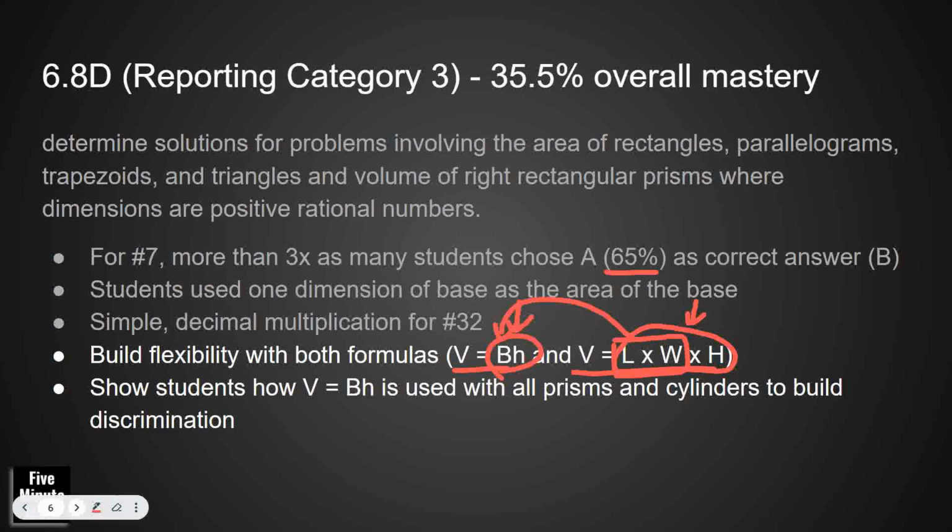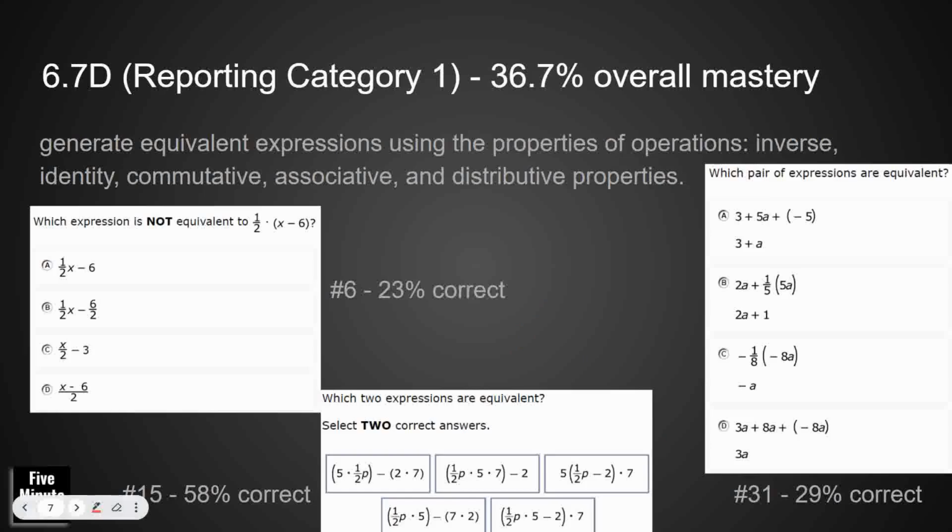And if we want to really cement this, we can show how v equals bh can be used for not only rectangular prisms, right, but we can show them how it's used for cylinders or honestly any other type of prism. So if we want to show them how you could use it for a triangular prism, right, we can say, guys, this v equals bh, the B keeps changing. So if we could cement that for them, they would look at that B a little bit differently and they would really evaluate the shape of the base rather than just taking one of the dimensions.